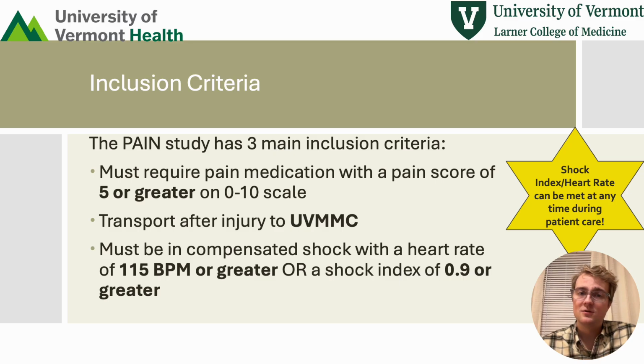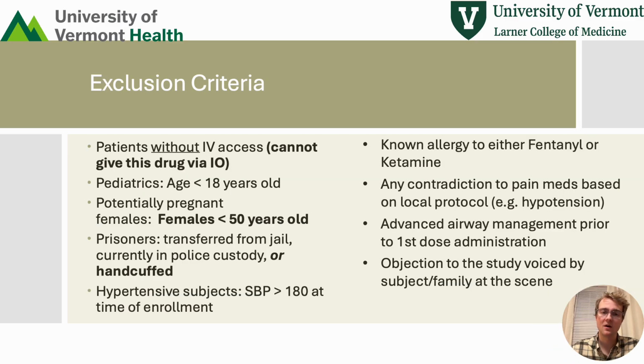So if you have a patient who you first take vital signs and they have a heart rate of 120, and then once you get an IV and you're ready to give the study drug, their heart rate has dropped to 110, as long as you trust that first set of vital signs that you obtained, and as long as you document those vital signs, that patient would still be eligible for the study, assuming they meet all of the other inclusion-exclusion criteria.